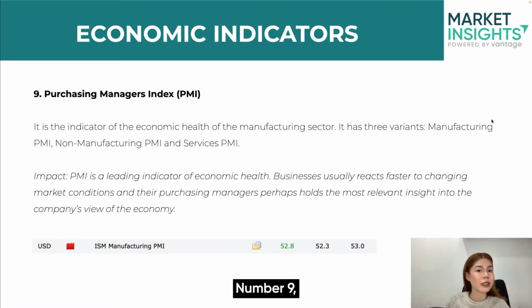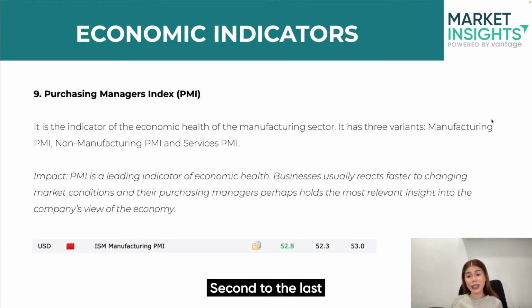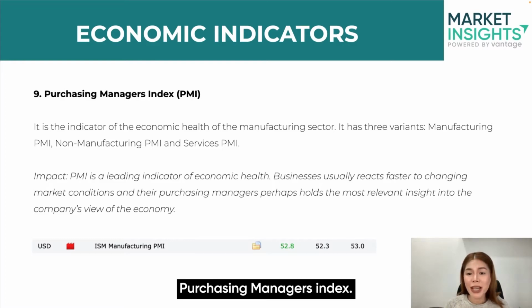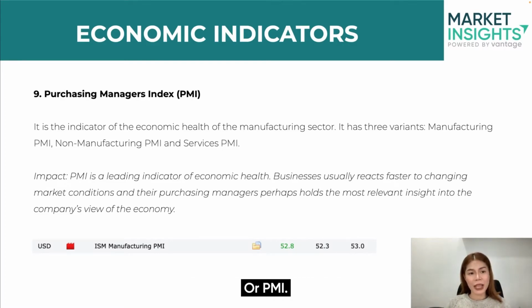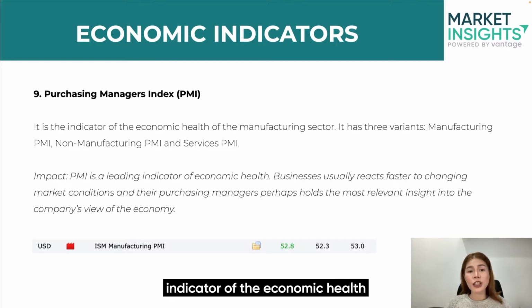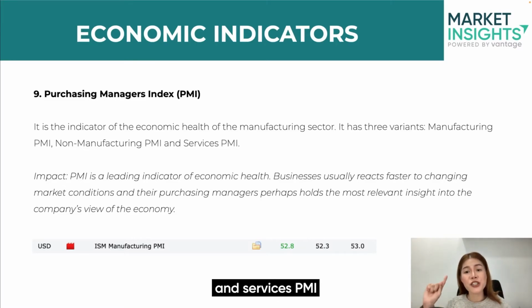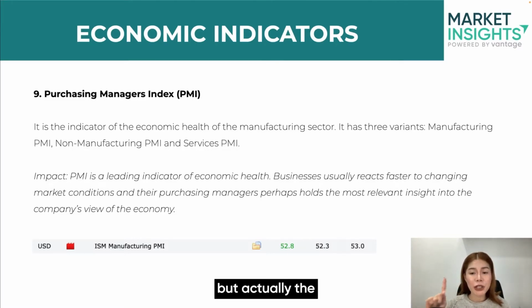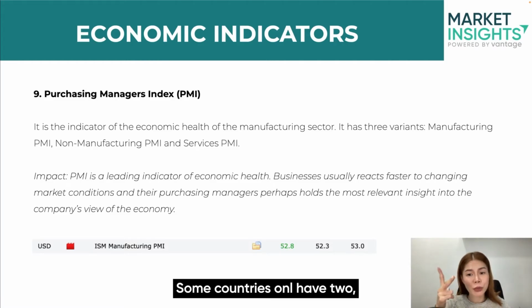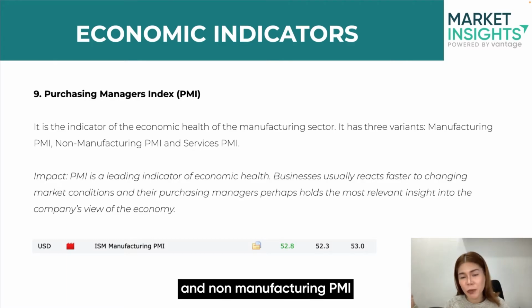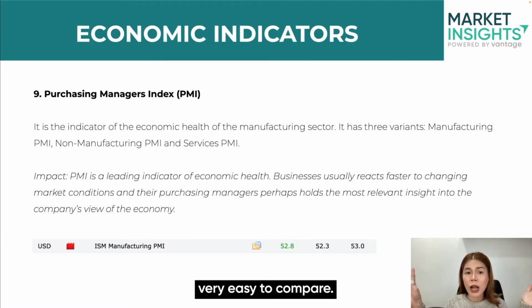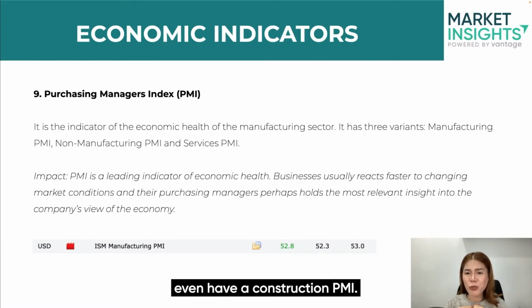Lastly, number 9, second to the last. Purchasing Managers Index or PMI. It is the indicator of the economic health of the manufacturing sector. It has 3 variants: manufacturing, non-manufacturing, and services PMI. But actually, the variants depend on the country. Some countries only have 2, manufacturing and non-manufacturing PMI, very easy to compare. Some countries have 3. The UK even has a construction PMI.